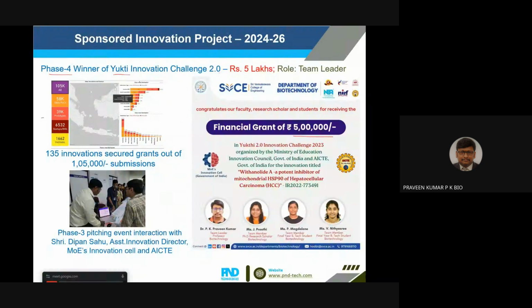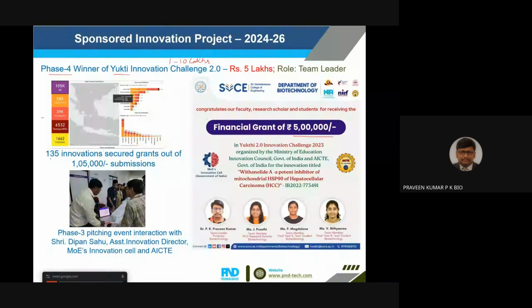Under the Yukti Innovation Challenge, the Government of India is sponsoring around 1 to 10 lakhs. Based on the budget, they fix the financial grant. But since part of the research innovation was already completed in IIT Madras, they reduced the financial grant by 50% and provided 5 lakhs, not only to work on the innovation but also to establish a startup and continue these services.